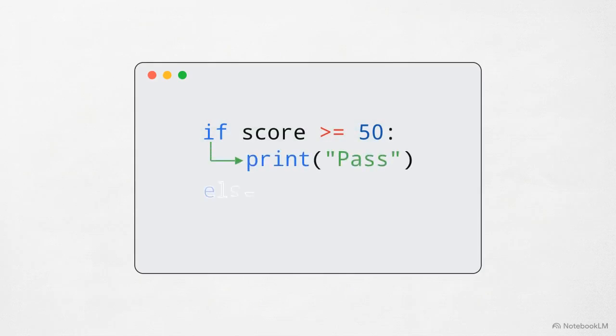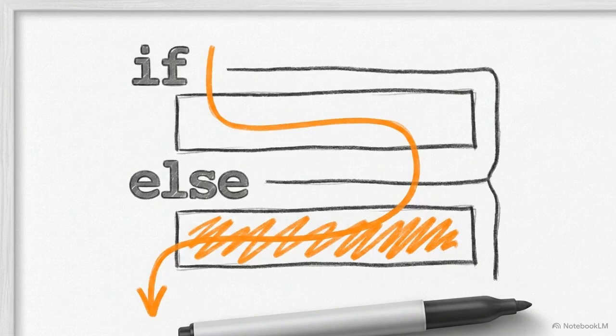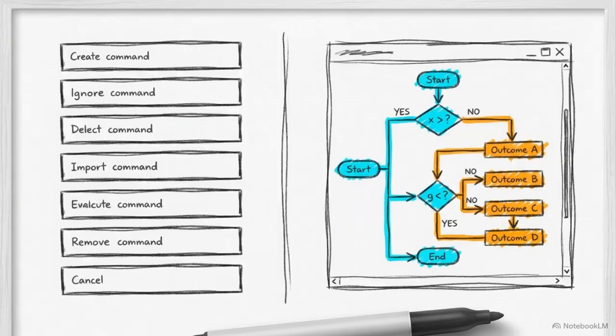Here is how you structure that logic. We set our condition. If score is greater than or equal to 50, it triggers the print pass branch. The else command catches any other outcome and prints fail. Adding these if and else statements allows your code to make logical choices, turning a rigid sequence into a dynamic program capable of reacting to user input.